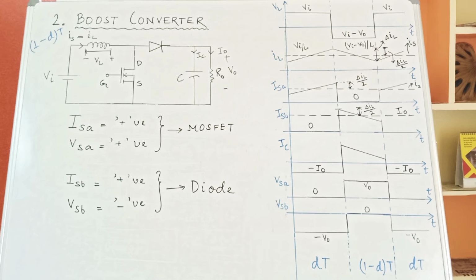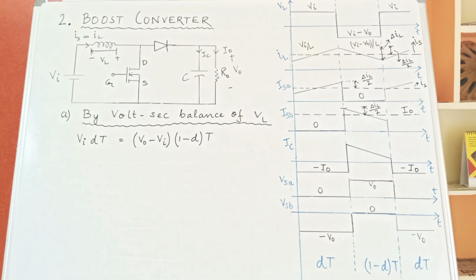Thus, I have completed the explanation of the circuit operation and drawn for you all the relevant waveforms that you will be needing. Next, what we will do is derive all the necessary equations of the boost converter. Now, let us find out the input-output voltage relationship. How will you find out? By applying volt-second balance of the inductor voltage VL.